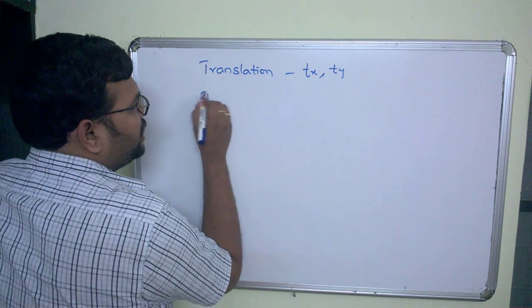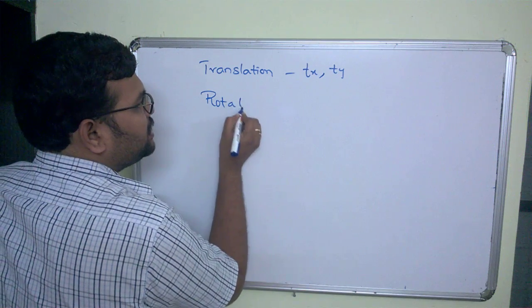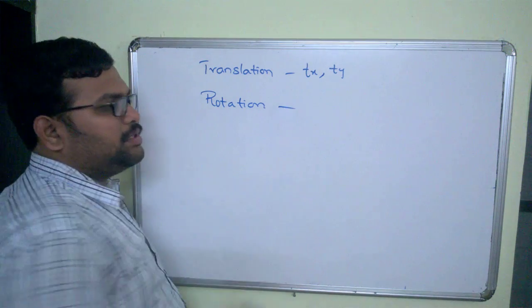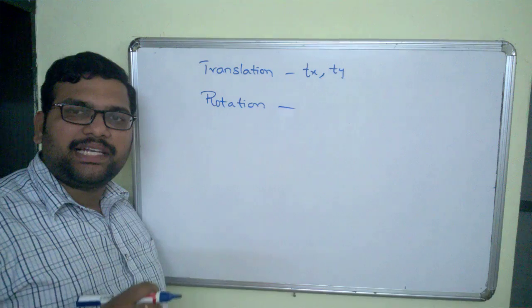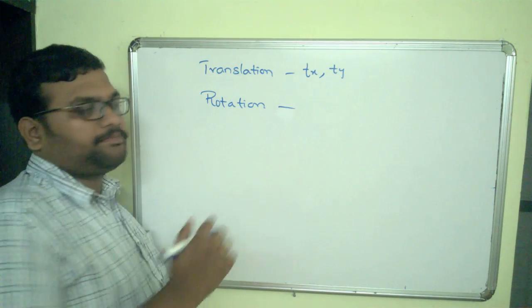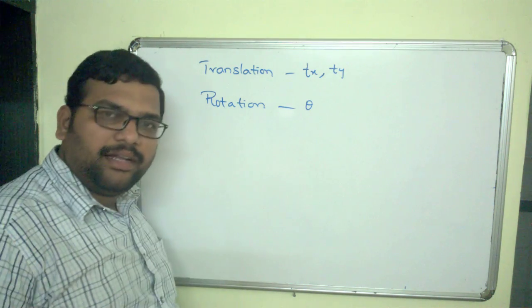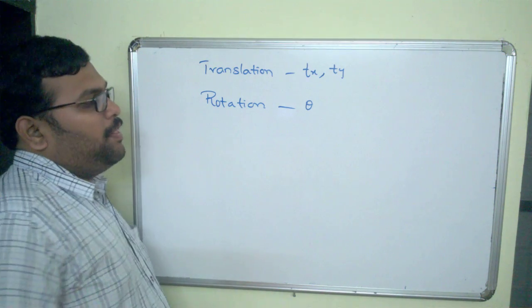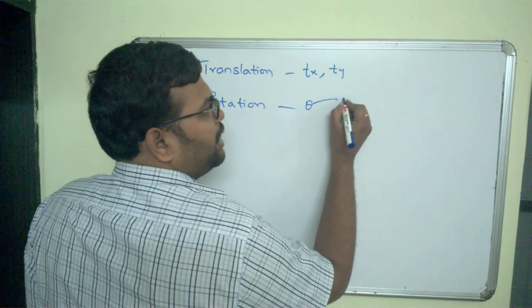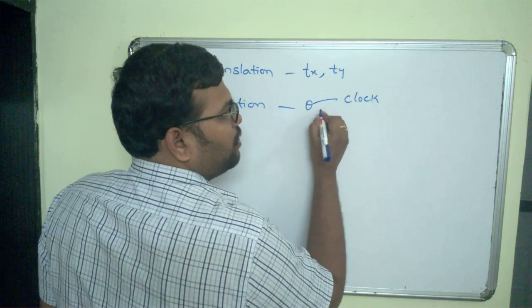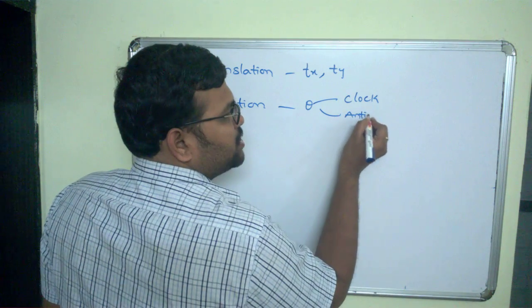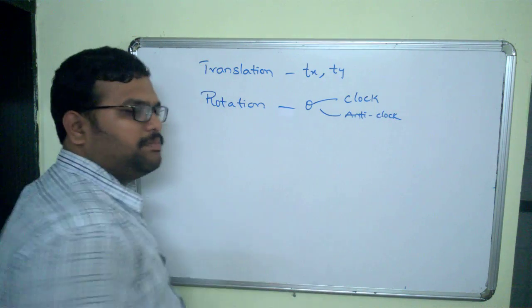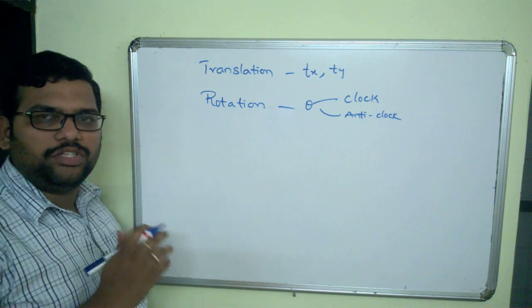And next, rotation. This rotation is rotating the object with a certain angle theta. So we require a theta in order to rotate the object. And this rotation can be clockwise rotation or anti-clockwise rotation. So the rotation may be any one among these two.